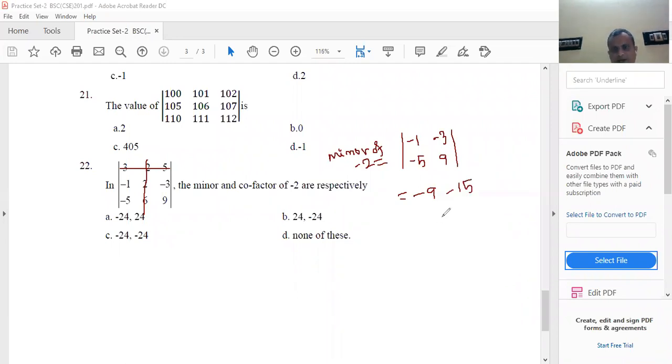Then how can I find the cofactor? Cofactor depends on the position of the minor. The position is first row and second column, so the minor is represented by M12, and the cofactor becomes minus 1 to the power of row plus column, that is 1 plus 2. So the result becomes minus M12. So the cofactor becomes plus 24 and the minor is minus 24. So option A is the correct answer. Minor is minus 24 and cofactor is 24.